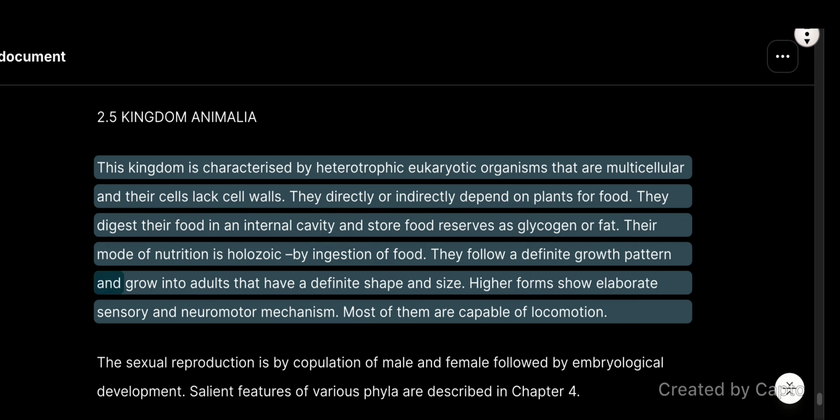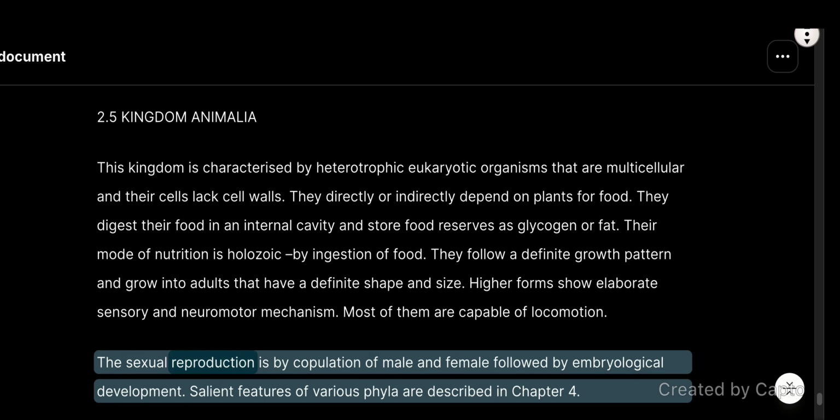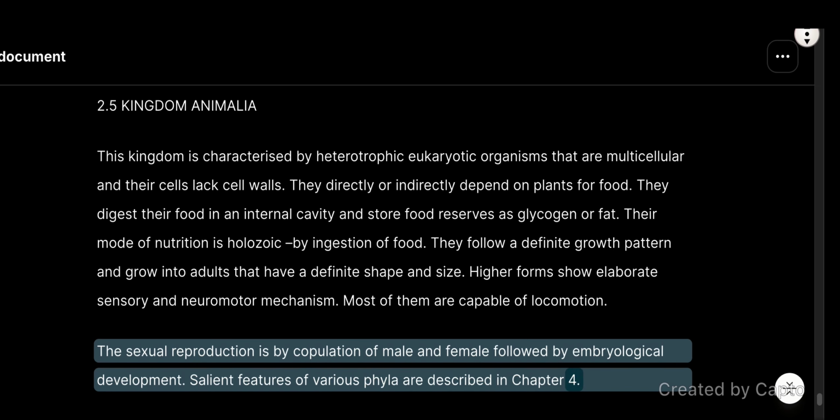They follow a definite growth pattern and grow into adults that have a definite shape and size. Higher forms show elaborate sensory and neuromotor mechanisms. Most of them are capable of locomotion. The sexual reproduction is by copulation of male and female, followed by embryological development. Salient features of various phyla are described in Chapter 4.